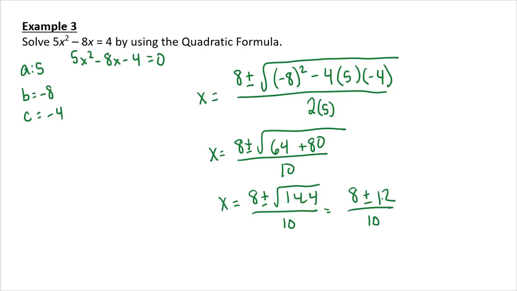So I do 8 plus 12, that's 20 over 10. So that equals 2. And then 8 minus 12, that's a negative 4 over 10, which reduces to negative 2/5. Hopefully you got 2 and negative 2/5. Now look how nice of numbers these are. These are such nice numbers here because this was a perfect square. If that's a perfect square, that typically means that you'd be able to factor this one technically.